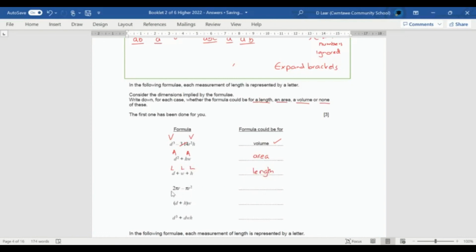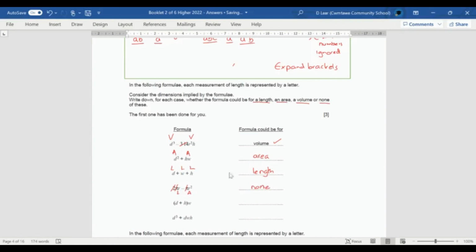Okay, here I've told you to ignore numbers like 2 and like pi. Don't ignore squares, okay, and cubes, because they're not numbers. They are telling you that letter is times in by itself. So what we've got here, if I get rid of the 2 and the pi, I'm left with r on its own, which is a length. If I get rid of the pi here, I'm left with r squared, which is an area. So it's a length term, take away an area term, which is silly, doesn't make sense. So you'd write none of these.